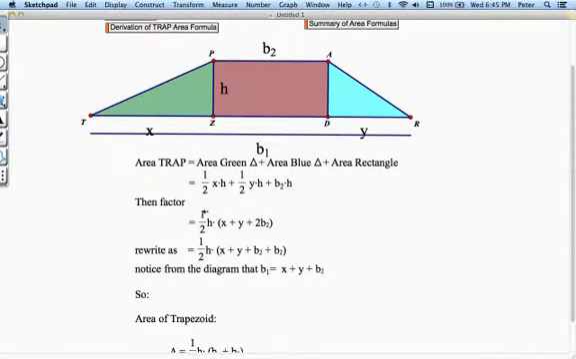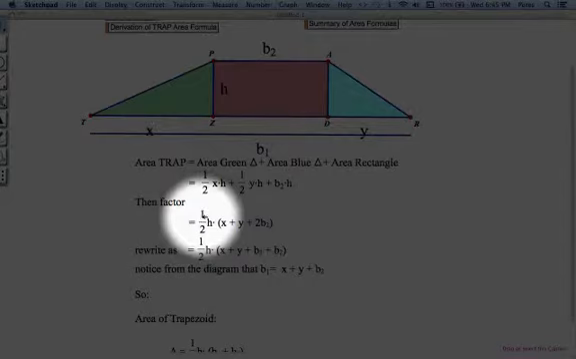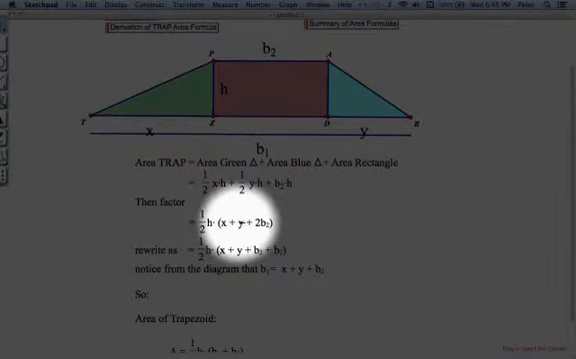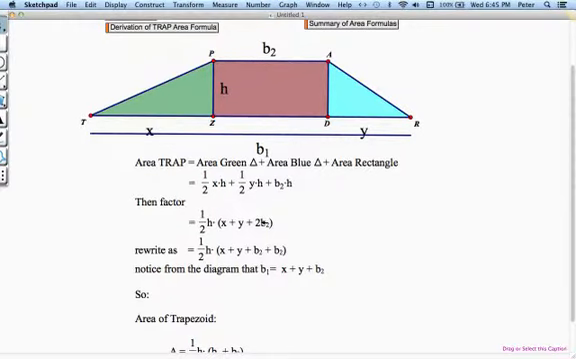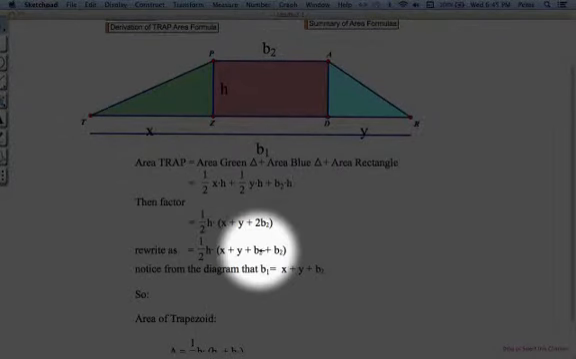As you can see, I've got a 1/2 in each of the terms, and I have an h in each of the terms. So I'll factor it out, and I have 1/2 h times the quantity x plus y plus 2b2. Now the 2b2 comes from when I factor a 1/2 out of the b2 times h, I get 2b2. Alright, so I'm going to rewrite that now as x plus y, and I'm going to break up the two b2's into a b2 and another b2.